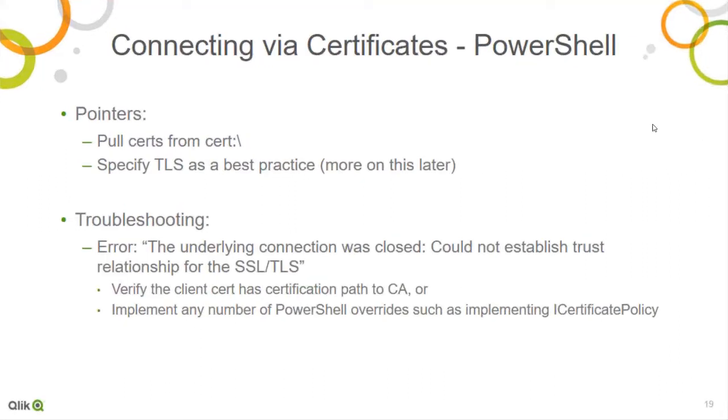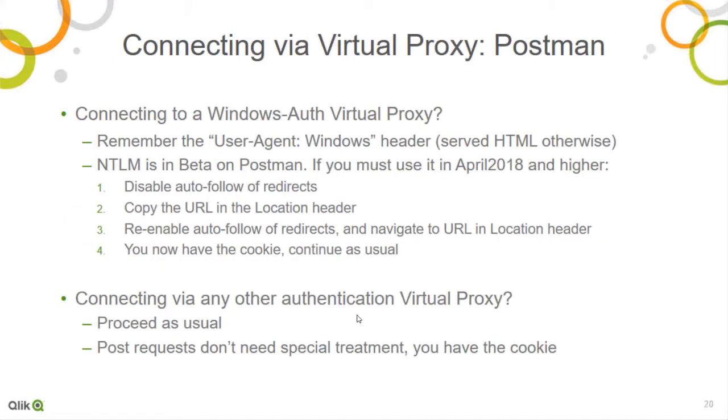So yeah, as I mentioned, I'm just doing this by messing with the certification path in the MMC. And again, you can implement any number of PowerShell overrides if you're dealing with certificates. So let's get to talking about connecting to Postman. Basically, with Postman, you're going to be connecting on a very specific endpoint. Whereas with the QRS API, I can basically go to /about and I can connect there. Oh wait, sorry. I got out of order here. Sorry, we're going to talk about connecting via virtual proxy in Postman.